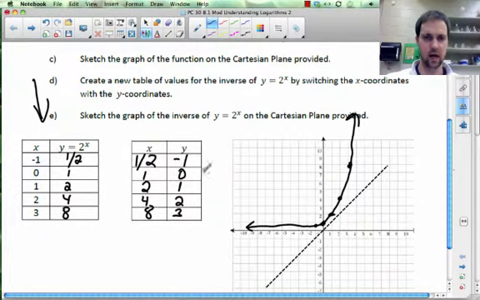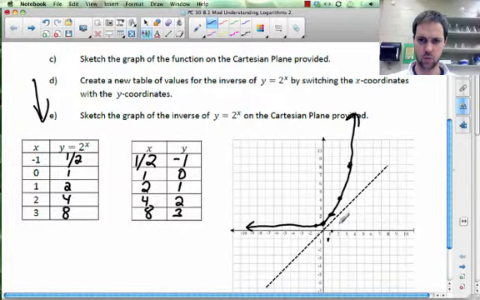So if x is 1/2, y is minus 1. So x, we go 1/2, minus 1. Plot our first point there, and you can see it's a reflection of this point there, equidistant from that y equals x line. X is 1, y is 0. That's this point right here. X is 2, y is 1. It's that point right there.